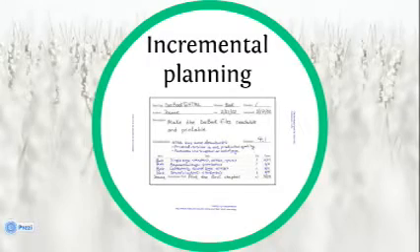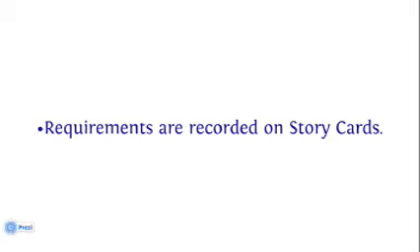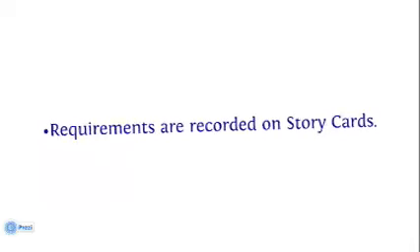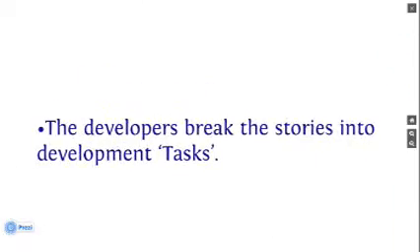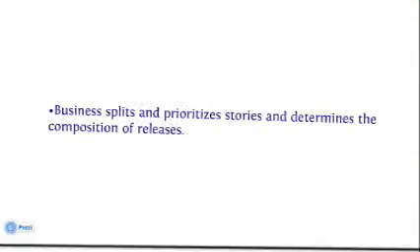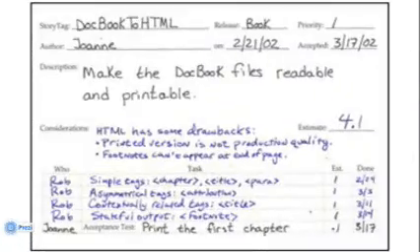Incremental planning. In extreme programming, the customer's requirements are not specified in lists. Rather, with the help of the customer, the development team develops story cards which describe the customer's requirements. Once these story cards are developed, the developers break the stories into development tasks. Then, according to the customer's priority, a task is selected to be developed.